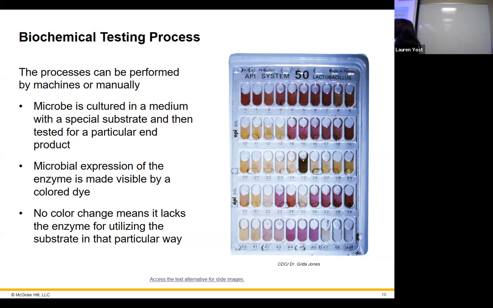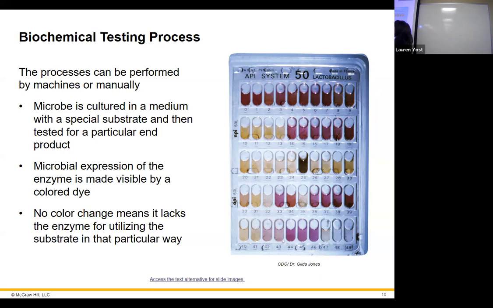Anyways, you can see here that there's a lot of wells. This is all one organism that we're testing, and each well represents a different biochemical test. So you could say this is MacConkey, this is EMB, this is mannitol salt agar, this is the SIM, and whatever other tests we could be running. So we have 49 tests or something on this one card. And based on whether well number two was positive or negative, based on the color change that occurred, and so on for each well.